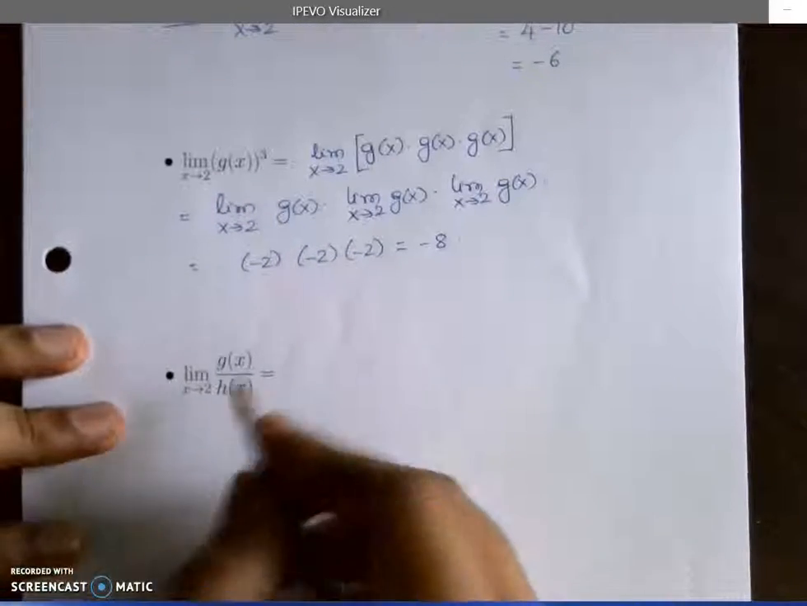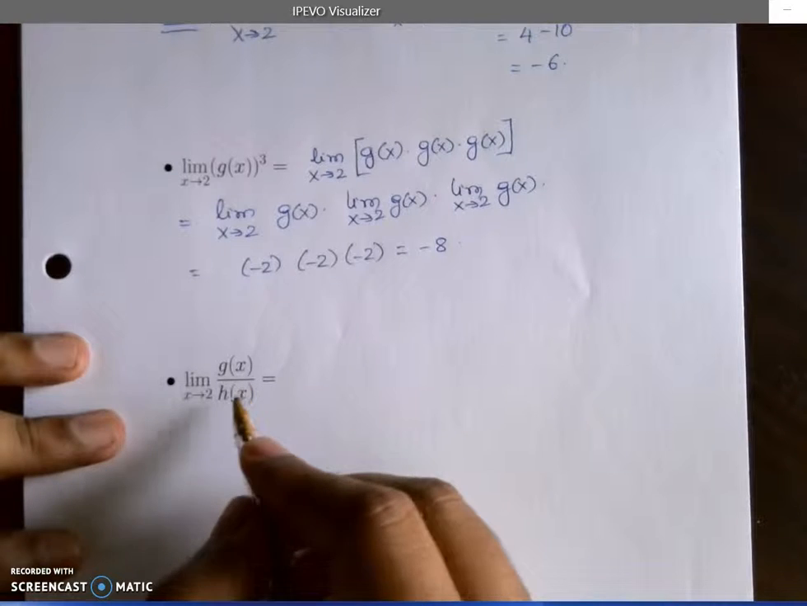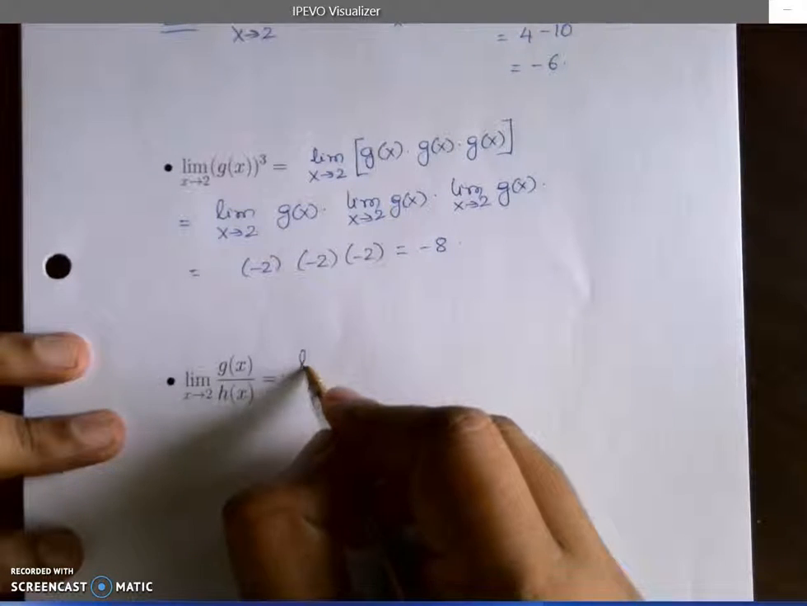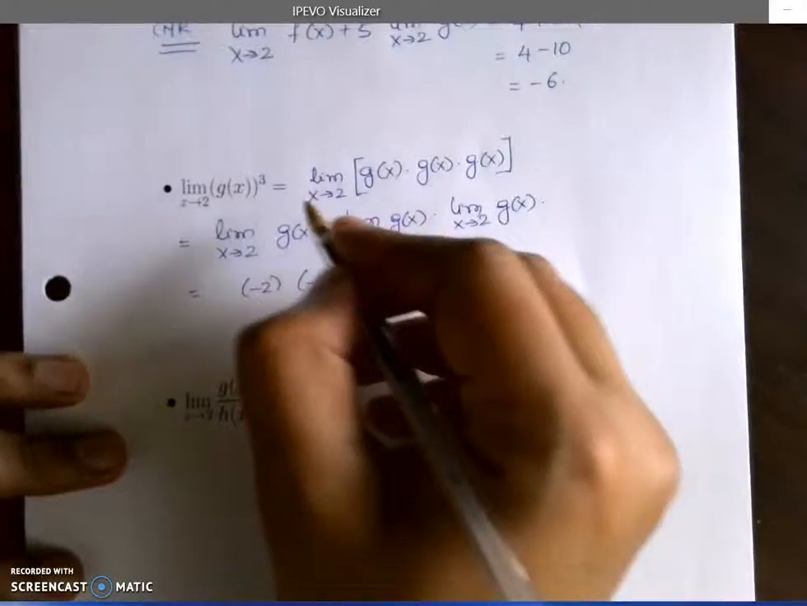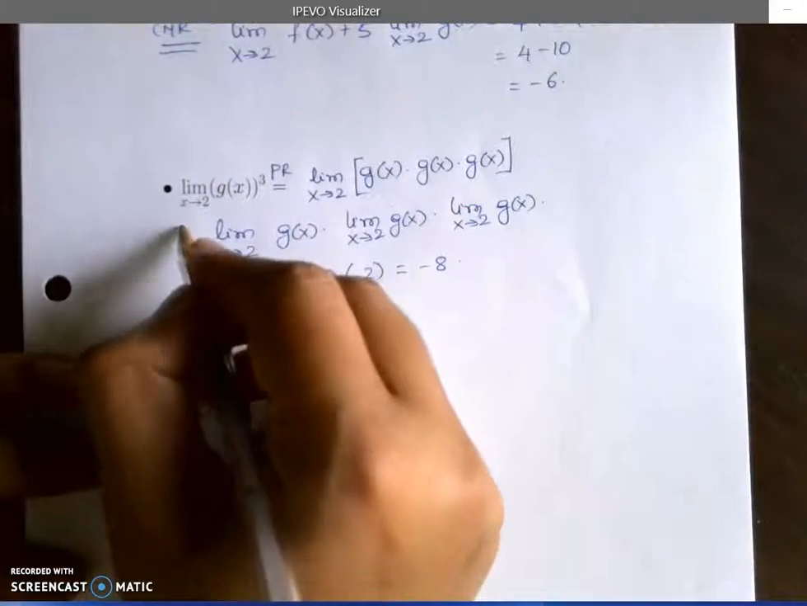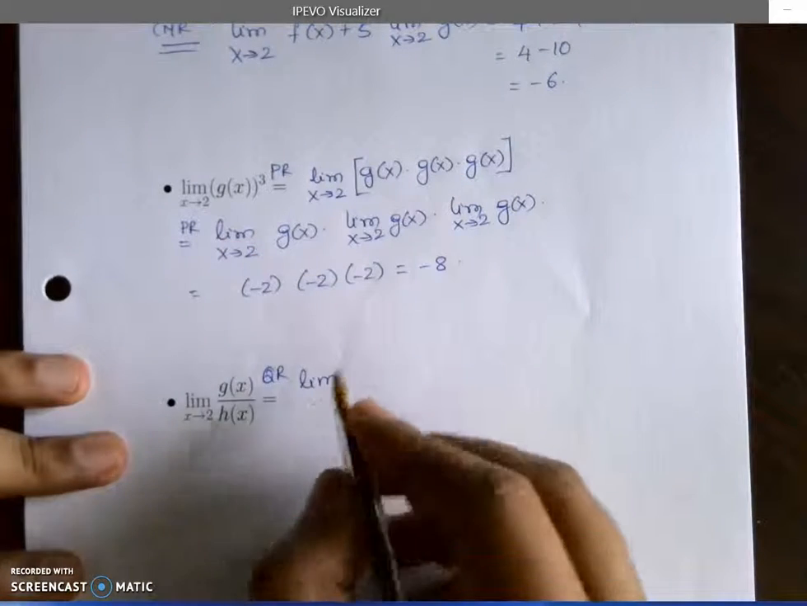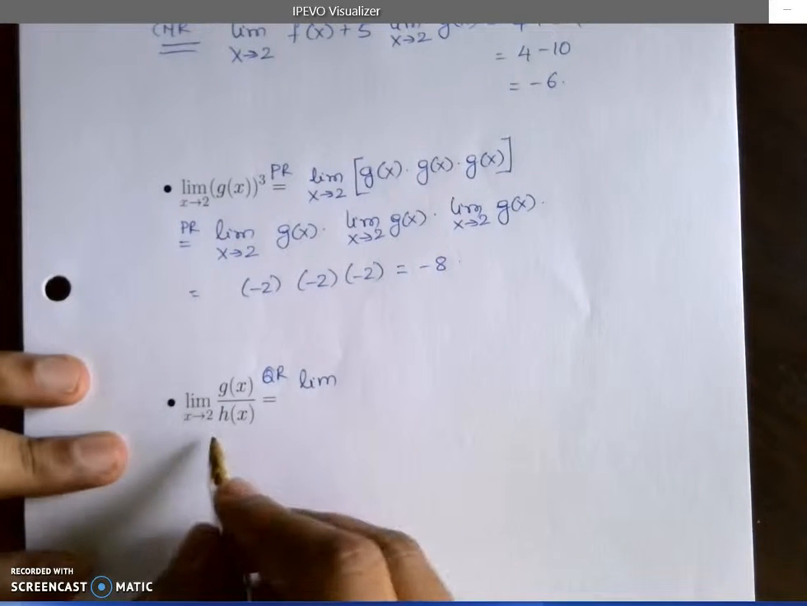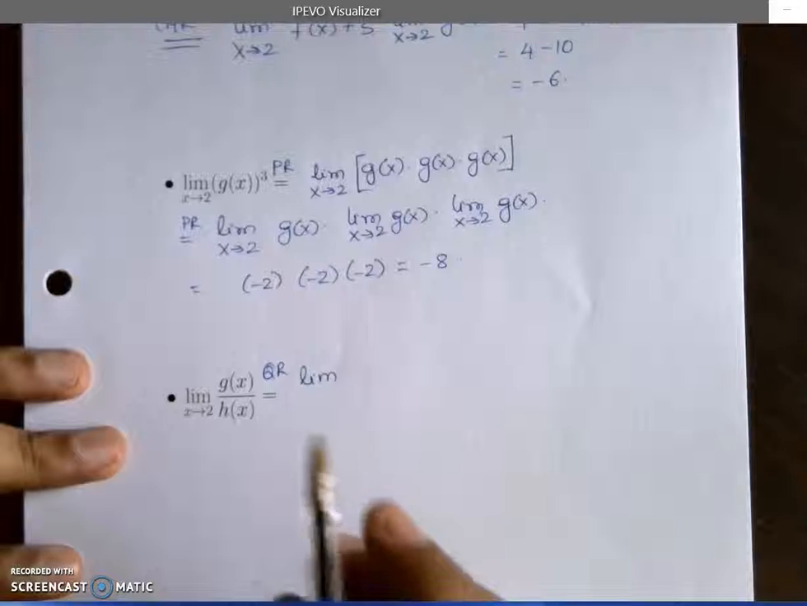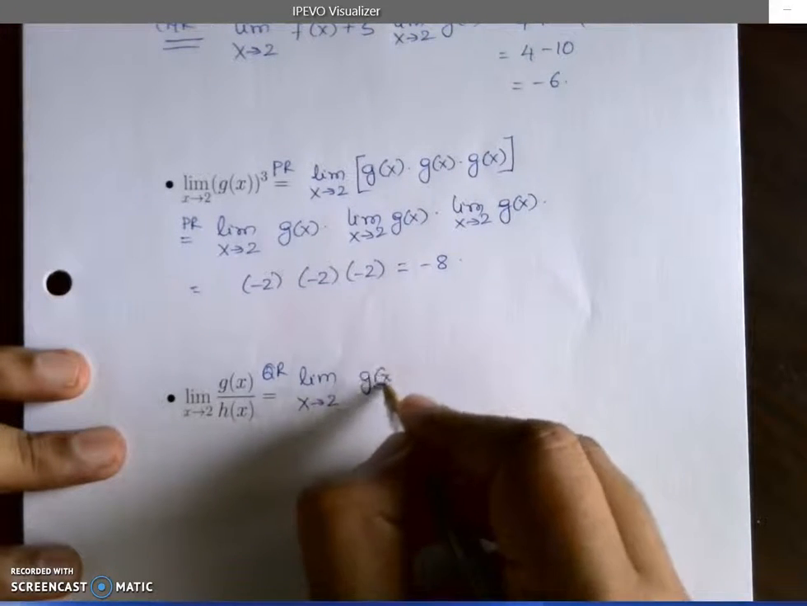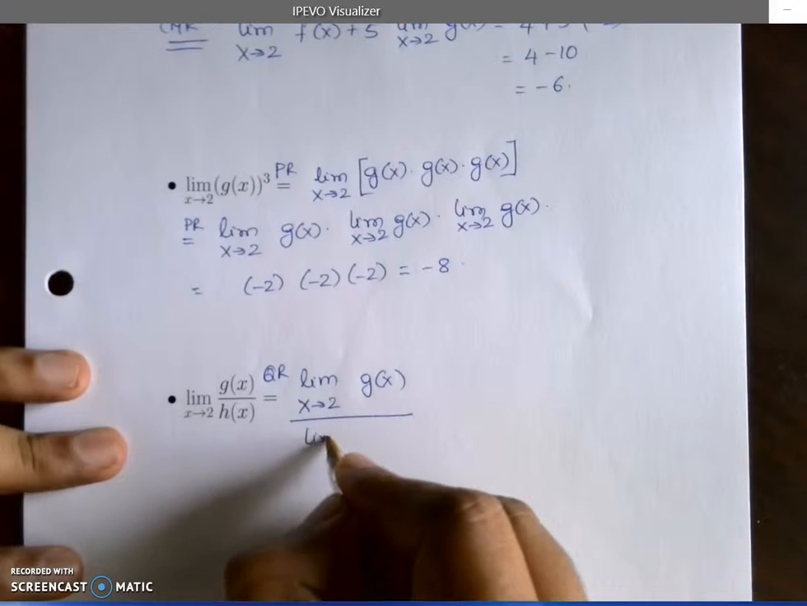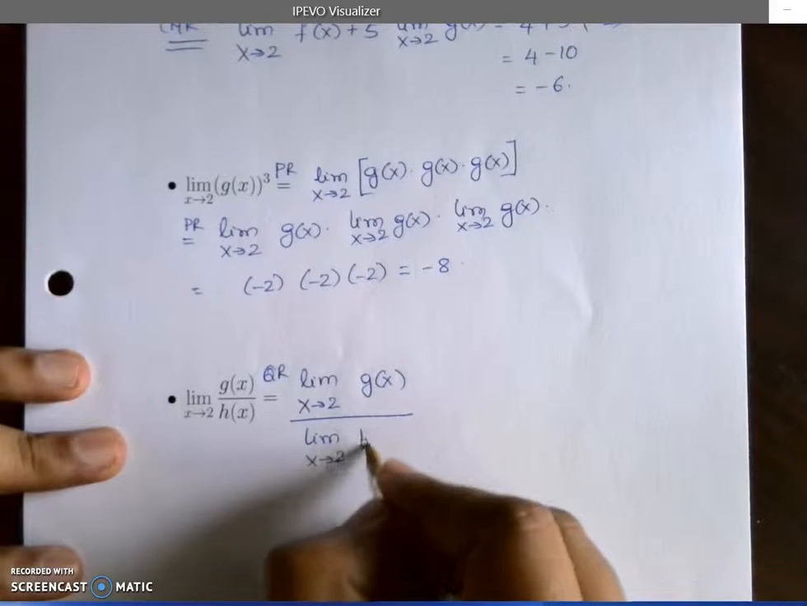Now let's look at another problem where you are evaluating the limit of the quotient. In the previous problem we were using the product rule, and here we are evaluating the limit of the quotient. So we will write limit x approaching 2 of the function g of x divided by limit x approaching 2 of the function h of x.